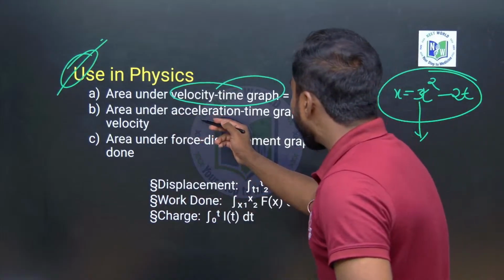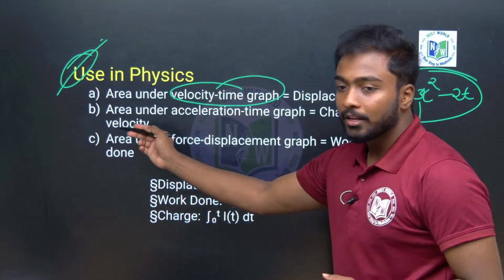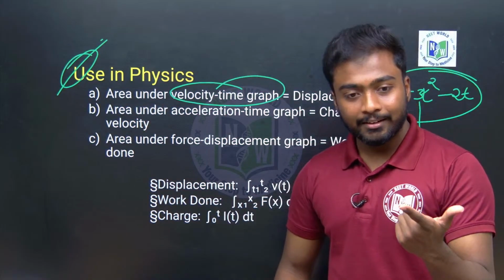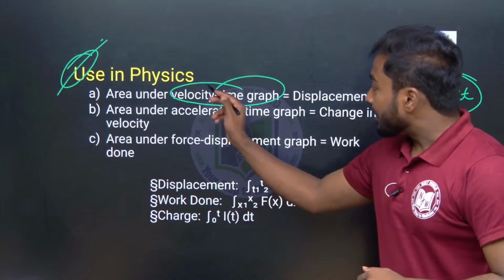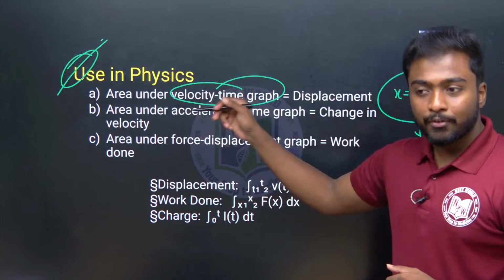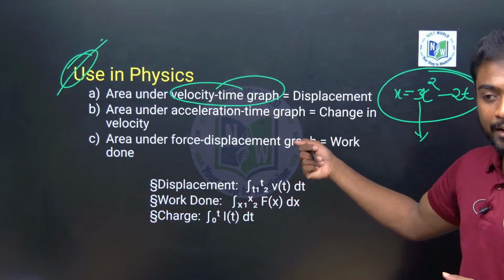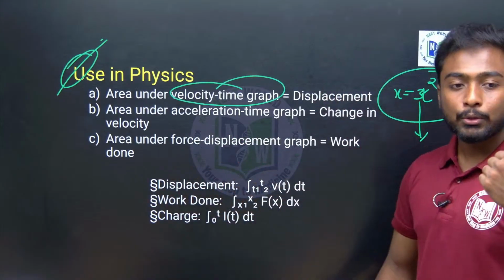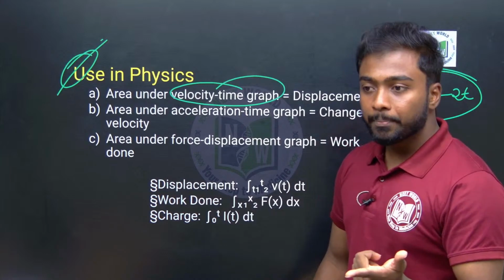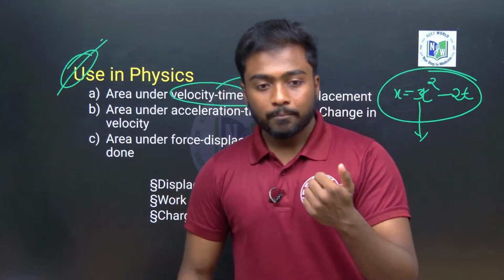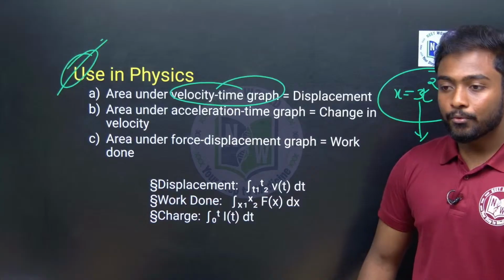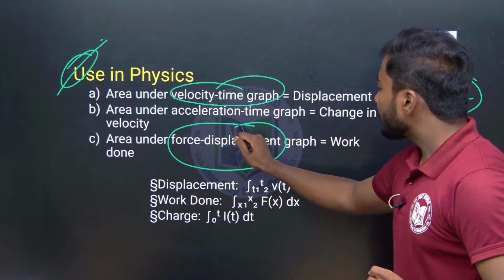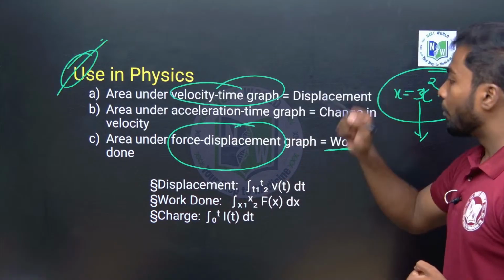So area under acceleration time graph I will get velocity. So if I take a velocity equation and differentiate, I will get acceleration. In the reverse manner, if I take an acceleration time graph equation and do integration, I will get velocity. So area under force displacement, when I go into the topic called work power energy, work is said to be force into displacement, right? So an area under force and displacement gives work.